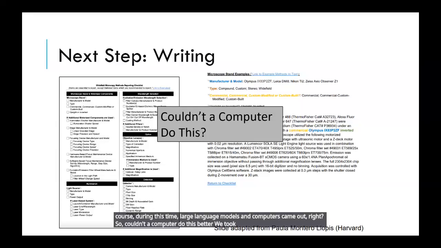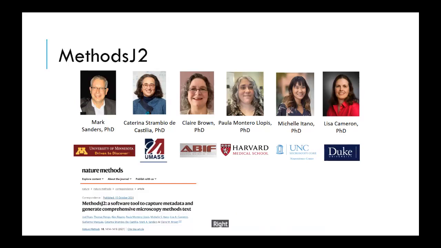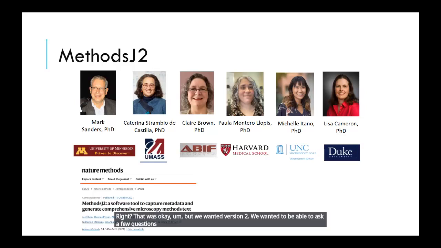We took a first step, and so don't make fun of us, be very kind, at what we called Methods J2. And that was because Mark Sanders' group had done Methods J1, where in Fiji or ImageJ, you open an image and it will report out the methods from the stored metadata, right? That was okay. But we wanted version 2. We wanted to be able to ask a few questions to validate the metadata, or even to import data from a core facility to make it better.